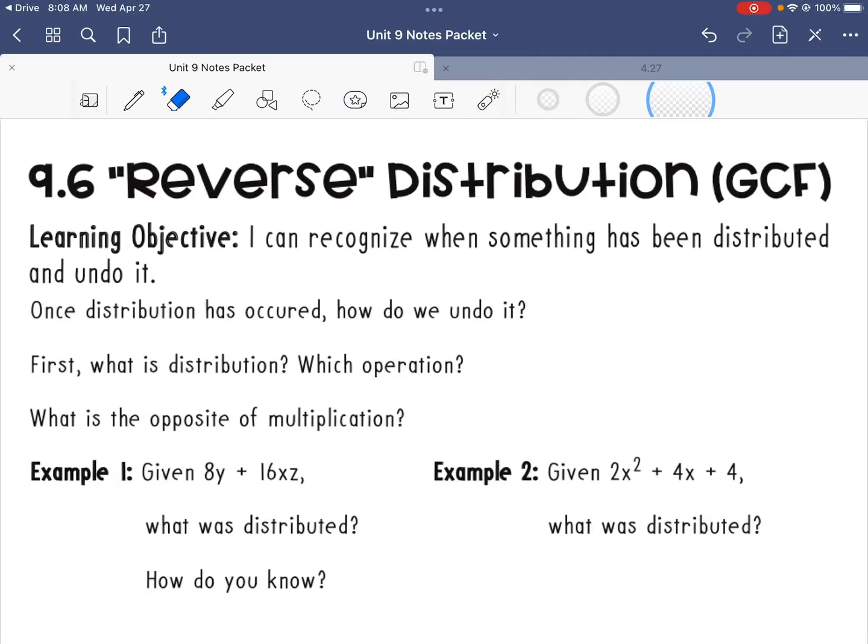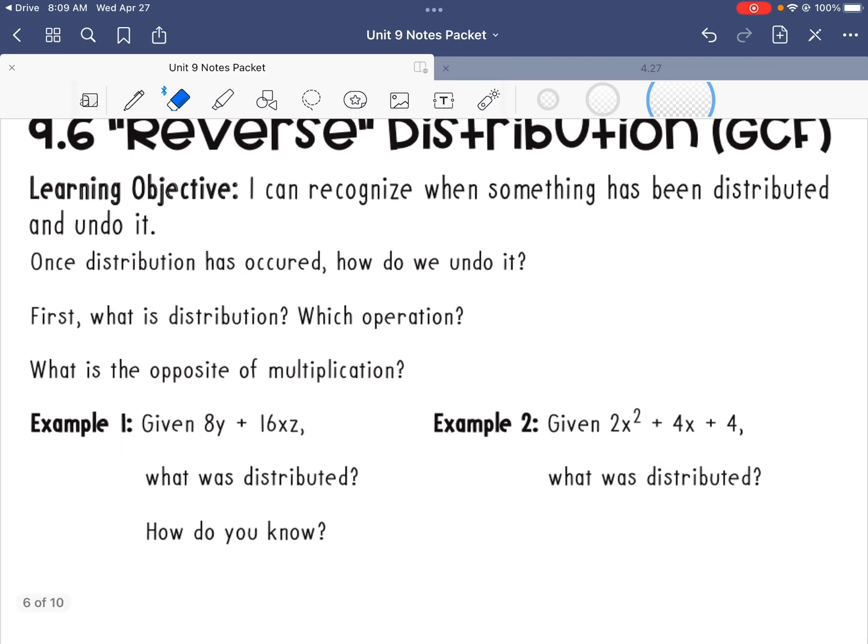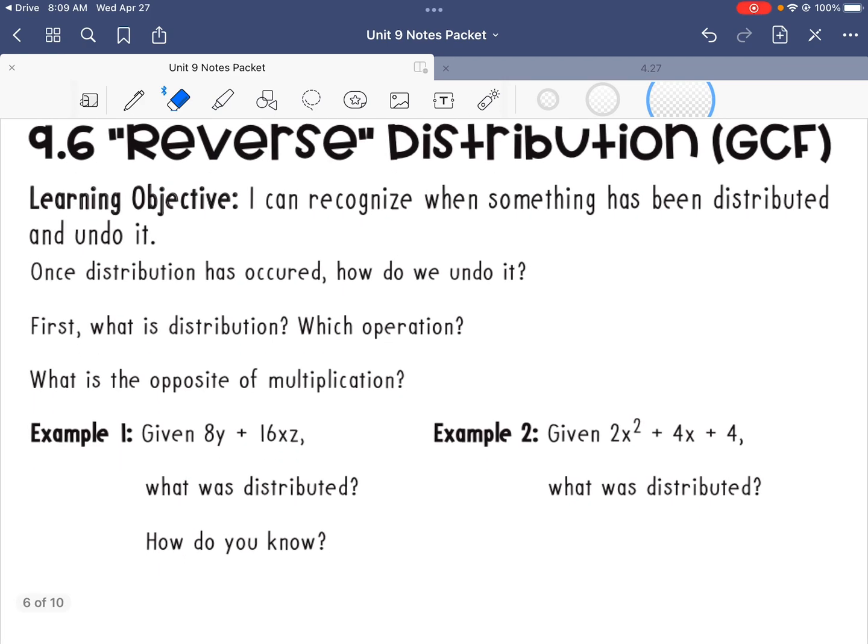9.6, reverse distribution, GCF. Learning objective: I can recognize when something has been distributed and undo it. So once distribution has occurred, how do we undo it? To answer this question, first we need to know, what is distribution? What are we doing? Which operation is it?